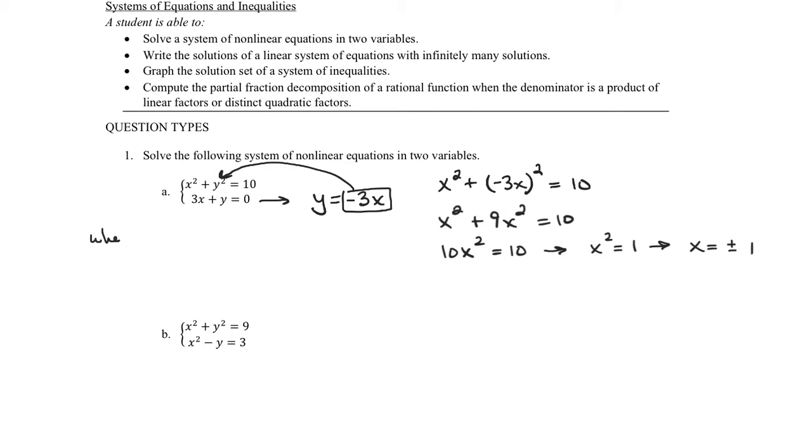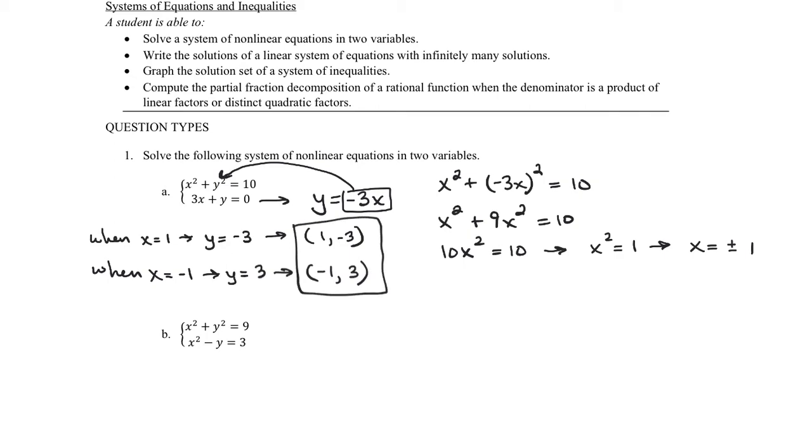So when x equals 1, y is equal to, and we have the value of y right here, negative 3 times your x value. So if x is equal to 1, then it's 1 times negative 3, which is negative 3. So y equals negative 3. Therefore, the solution there is 1 comma negative 3. When x equals negative 1, we have y is equal to negative 1 times negative 3, which is positive 3. So the solution there is negative 1 comma positive 3. That's using the substitution method.